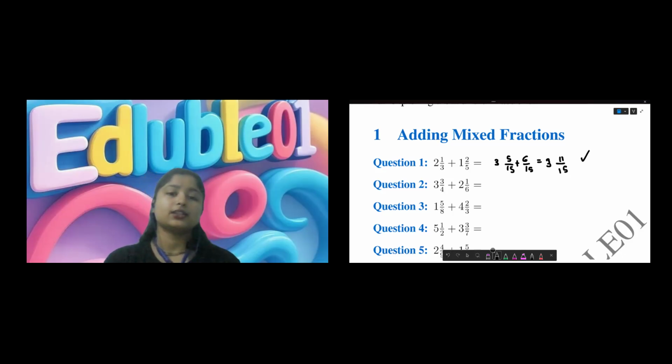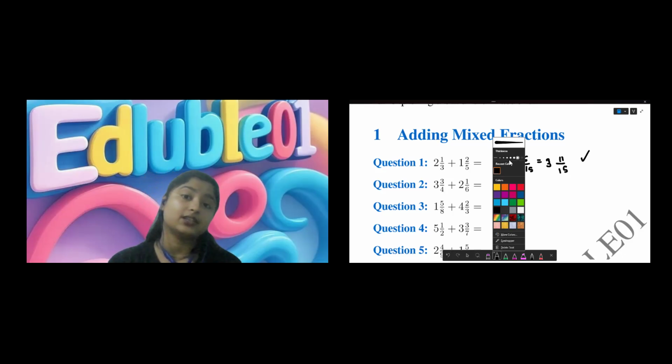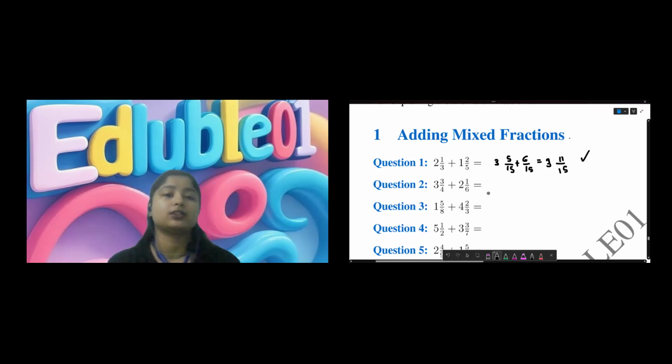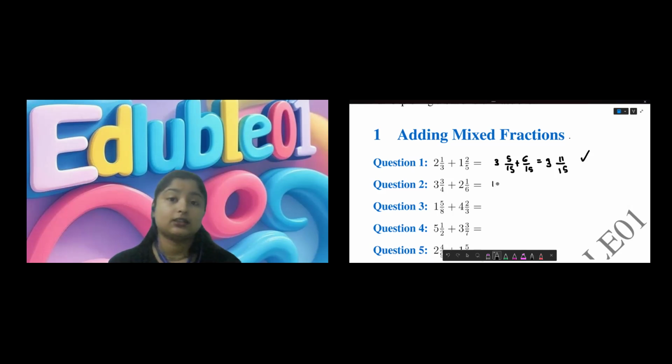Now, let's try the second question with the second method this time. So, 3 times 4 is 12. 12 plus 3 is 15 over, the denominator is 4, so 15 over 4. Plus 6 times 2 is 12, 12 plus 1 is 13, and 13 over 6.